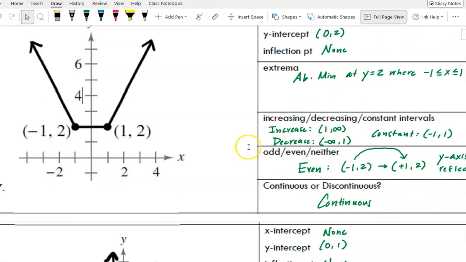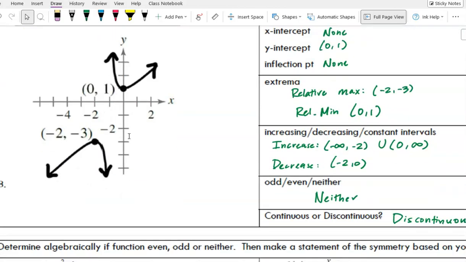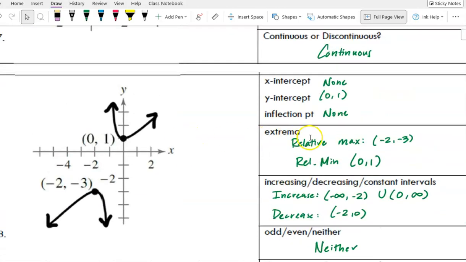This is an even function because there was a reflection over the y-axis, and you can clearly take negative 1, comma 2, and if it's a reflection over the y, it's going to negate the x, and so you see a positive 1 and 2 here. This is a reciprocal function, and it has a relative max right here compared to the points around it, and then it has a relative min right there at 0, 1.